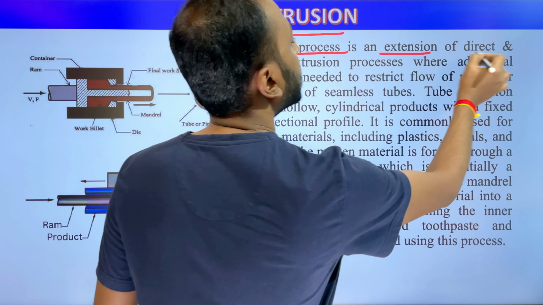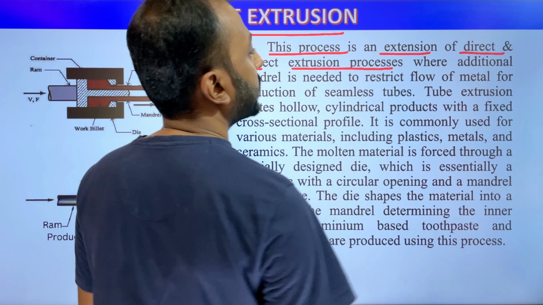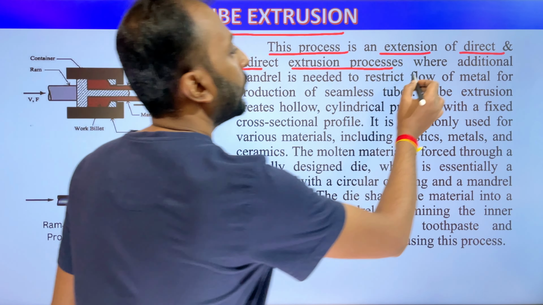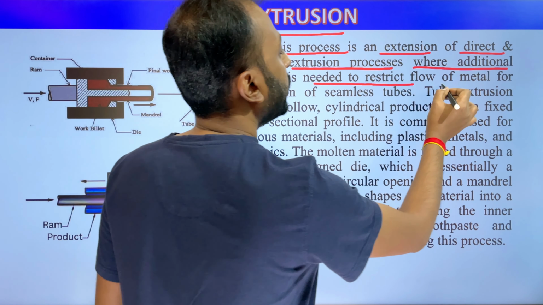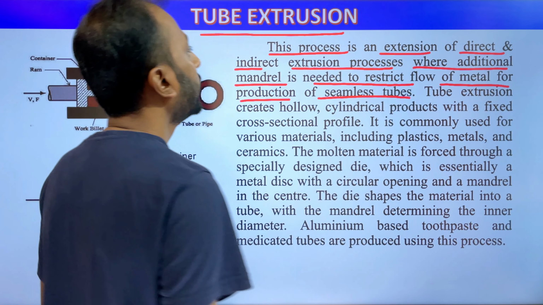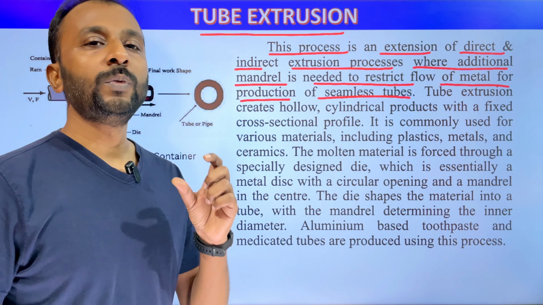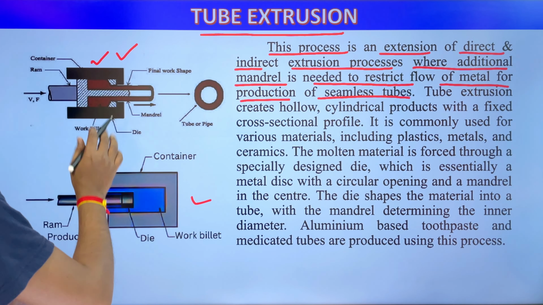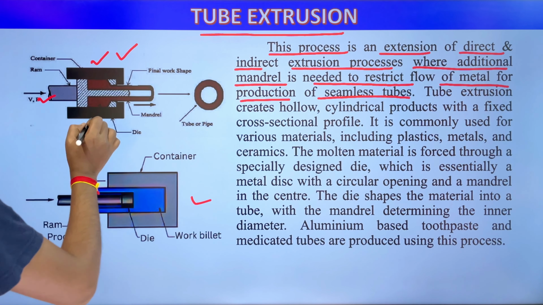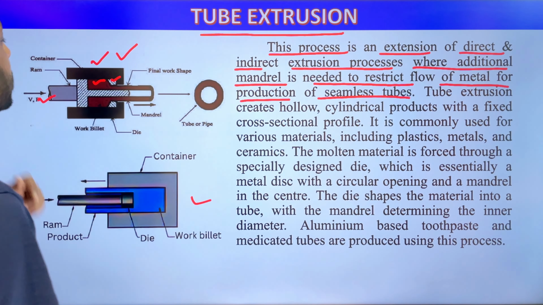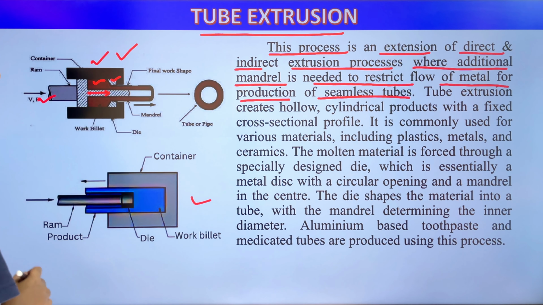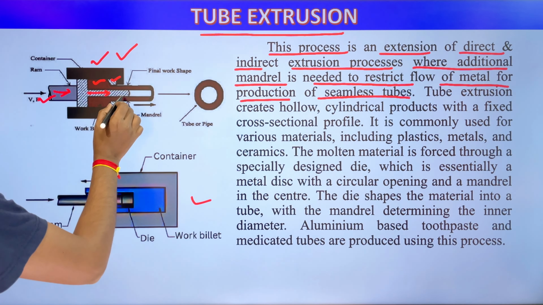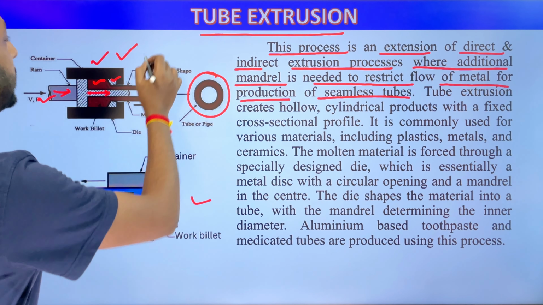So what is tube extrusion process? This process is an extension of direct and indirect extrusion processes. Tube extrusion process is nothing but both the forward and backward extrusion process, where an additional mandrel is needed to restrict flow of metal for production of seamless tubes. So in tube extrusion process, we create tube type or hollow type product. So this is forward extrusion process and this is backward extrusion process. This is cylinder opened at both sides. This is ram, this is die, this is metal billet. Here one extra element can be found, this is mandrel. This is circular in cross section. When we press the ram, the mandrel goes with the ram and creates a hollow product like this. This is in forward extrusion process.